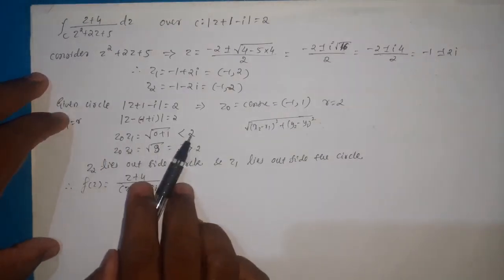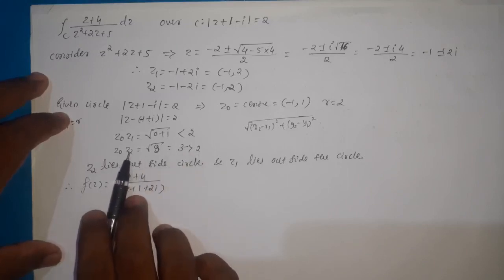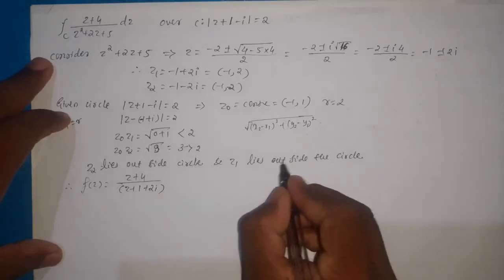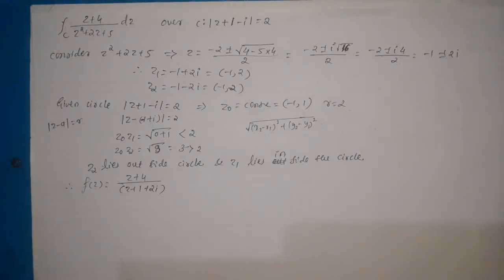Now |z0 z1| is less than 2 and |z0 z2| becomes 3, which is greater than 2, which means the point z2 lies outside the circle and z1 lies inside the circle. Whenever the point lies outside the circle, the value of the integral at that point is 0. So here we are not going to find the value of that integral at that point. Therefore, just include that factor in the function f of z.